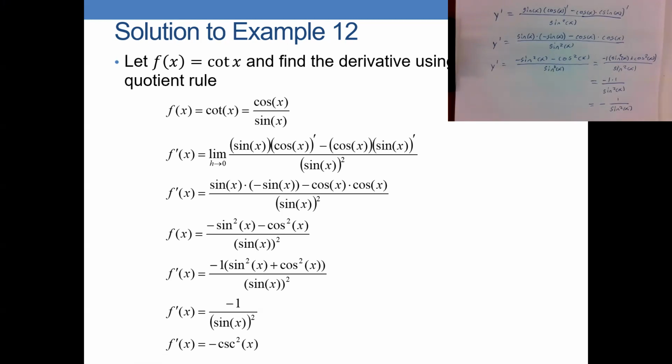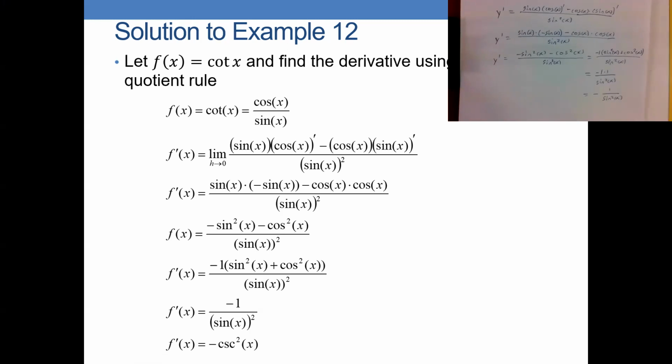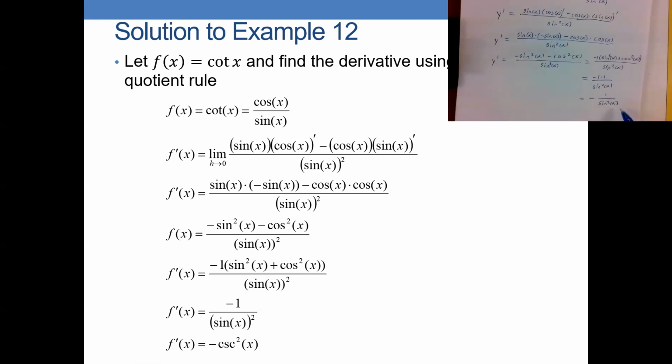And remember, 1 over sine is equal to cosecant. So we can square it. The top is still 1 squared. The bottom is sine squared. So that would be cosecant squared when we're done.